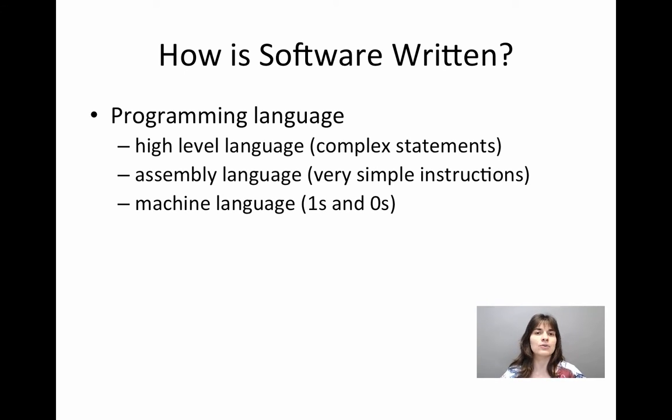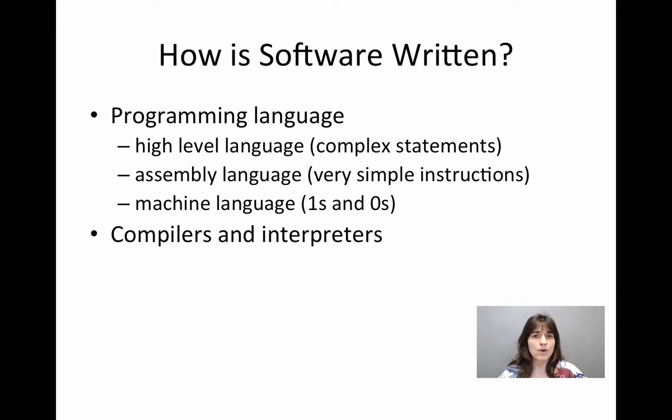Now, in high-level languages, we can write complex statements, in the sense that a statement in the high-level language will be translated into many instructions in assembly, and therefore in machine code. So the instructions in assembly language and machine language are very simple. In a high-level language, they are more complex, and therefore we as humans find it easier to write our programs in a high-level language.